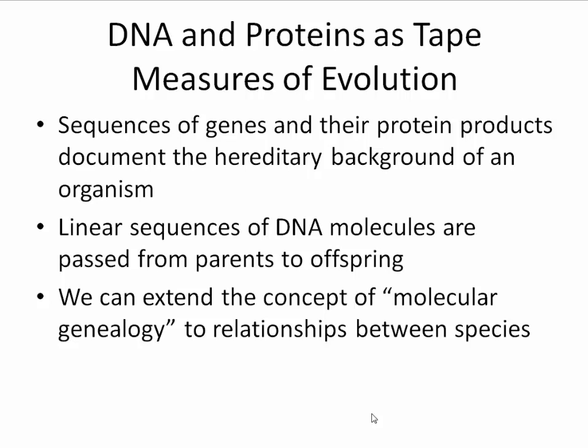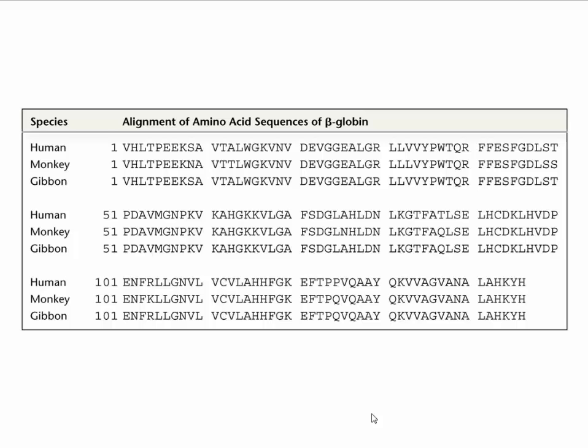The sequences of genes and their protein products actually will document the hereditary background of an organism. The linear sequences of DNA molecules are passed from parents to offspring. So we can extend the concept of molecular genealogy to the relationship between species like this. Here we're comparing a human, monkey, and gibbon, and we have a small sequence of amino acids in beta globin. You can see that there are very, very small changes. The one doesn't mean anything; that just means we're starting from here.